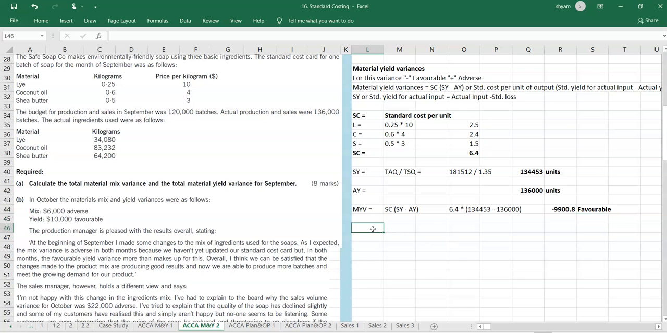If you want to put a comment, we'll put it like this: the company has produced more output than what it should have produced.